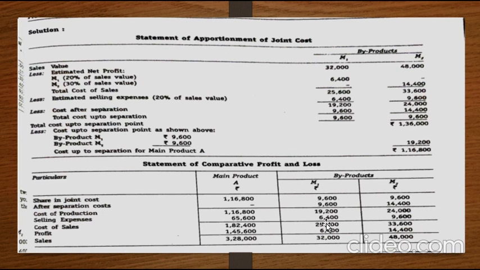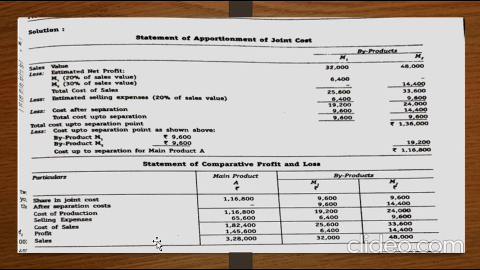Then your sales value for M1 is 32,000. 32,000 into 20% will give you 6,400. Then for M2 it is 48,000 into 20%, which will give you 9,600. So cost of production plus selling expenses will give you the total cost, that is nothing but your cost of sales. So 1,16,800 plus 65,600 will give you 1,82,400. 19,200 plus 6,400 will give you 25,600. 24,000 plus 9,600 will give you 33,600. So this is your cost of sales.